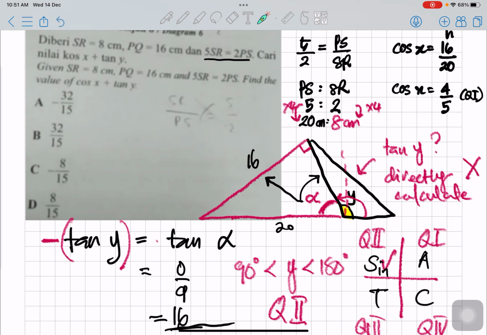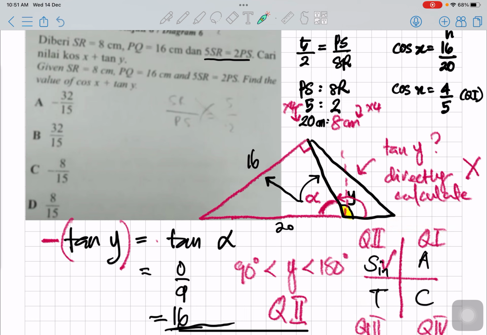Okay, next one, we have to find the tangent Y. How to find the tangent Y? Can we find the tangent Y directly from here? This triangle? Cannot. Remember, why? Because it is not a right angle triangle.